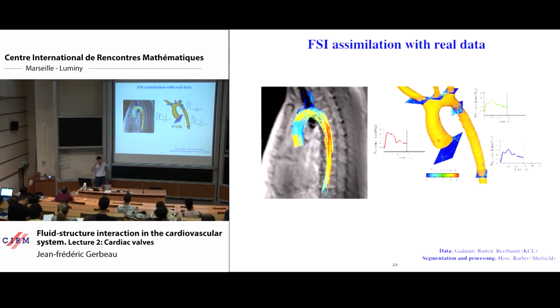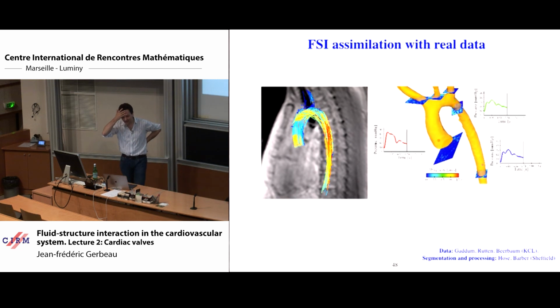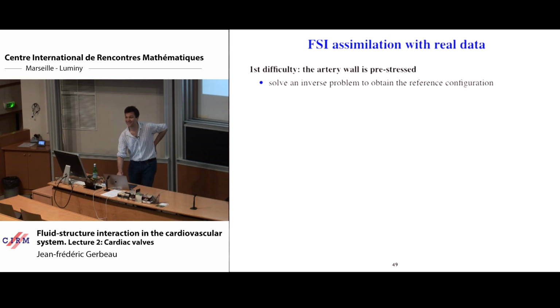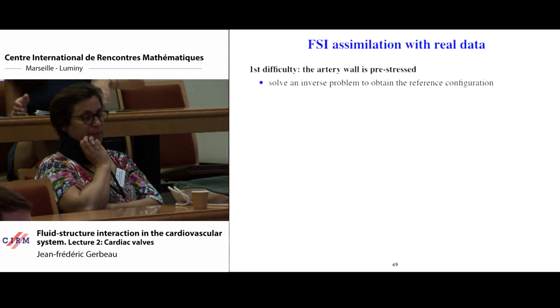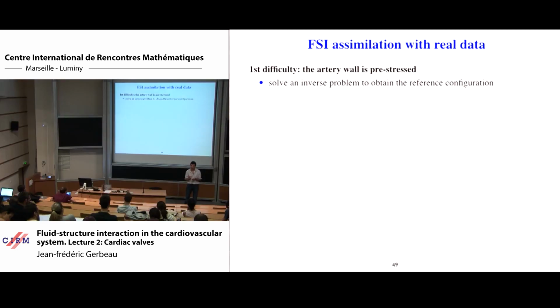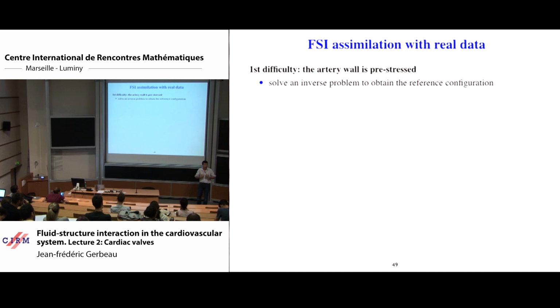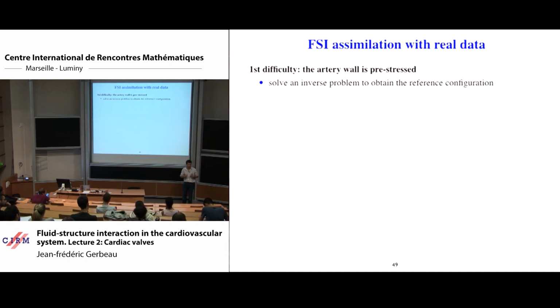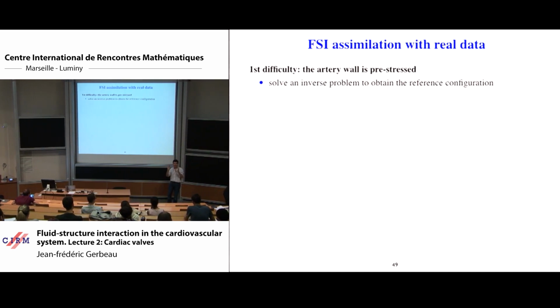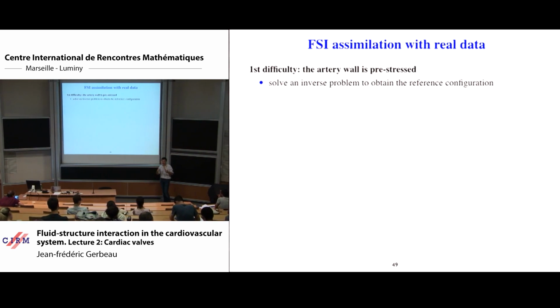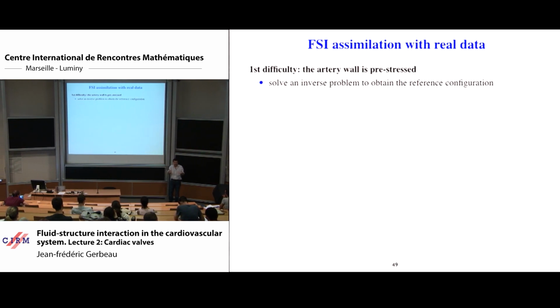So we also applied this to real data. And then, as Philippe said this morning, we have many other difficulties to fix. The first difficulty is quite interesting: we do not have to forget that in real life, we are under pressure. Our arteries are under pressure. So when you take an image of a patient, what you see is not a stress-free state.